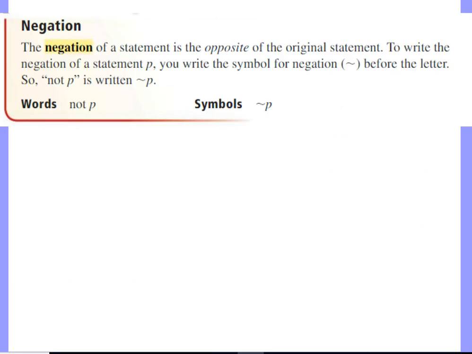Let's look at a couple other symbols here. Now, the next one we're going to talk about is the negation. The negation of a statement is the opposite of the original statement. So if you see the negation, that means the opposite of the original statement. So in symbolism, we use this little squiggly over here. This little squiggly is our negation symbol, and it's read as "not P." We don't say opposite of P, we say not P for negation.